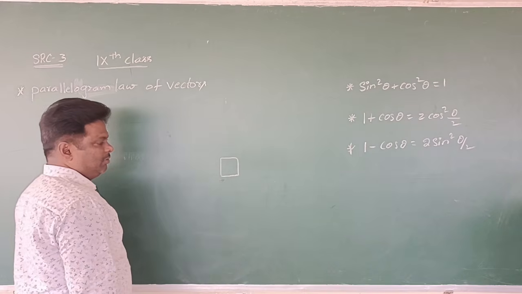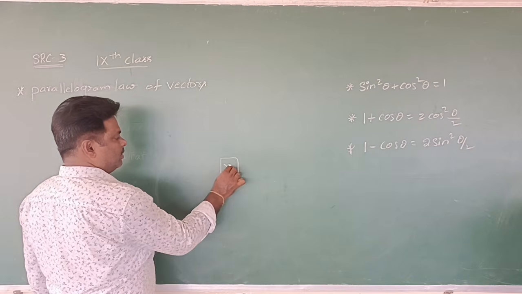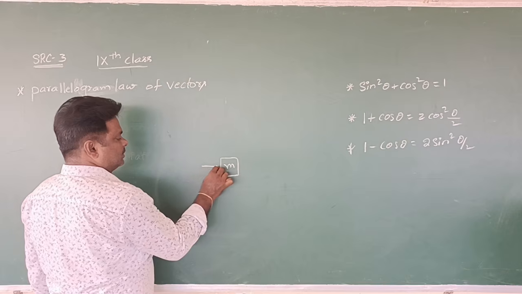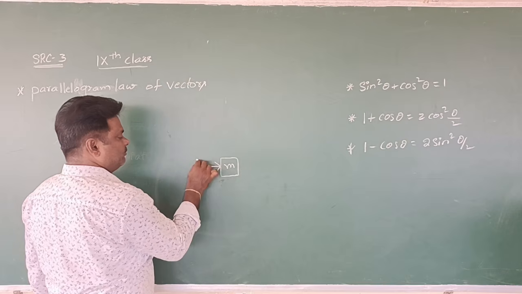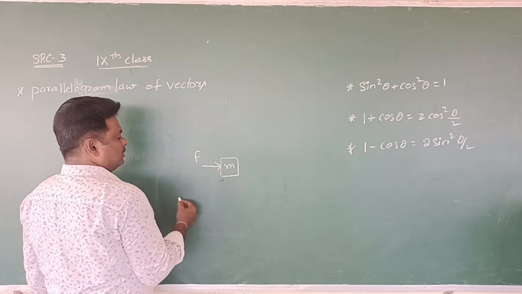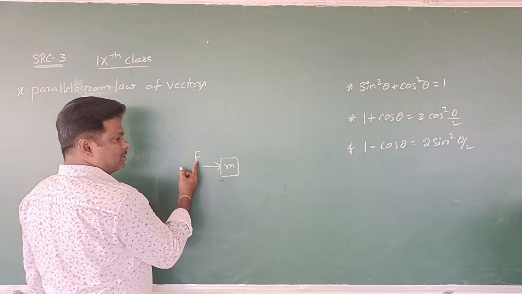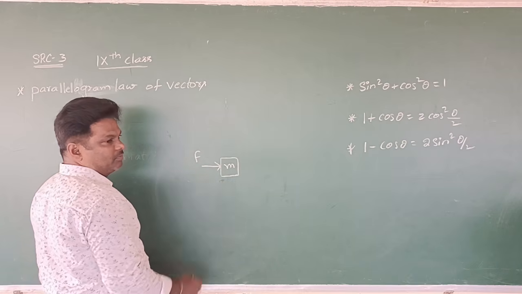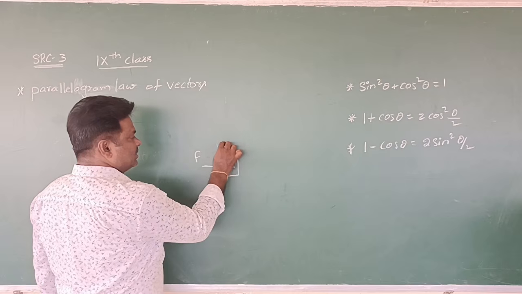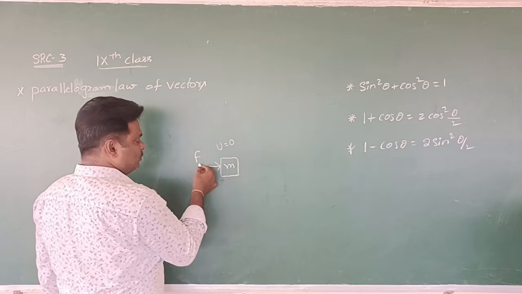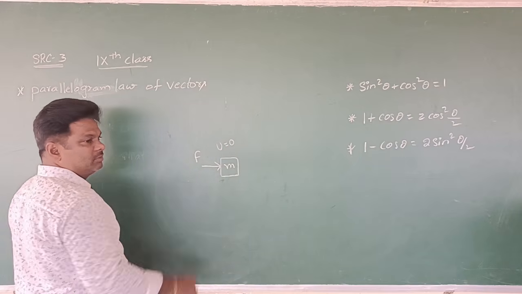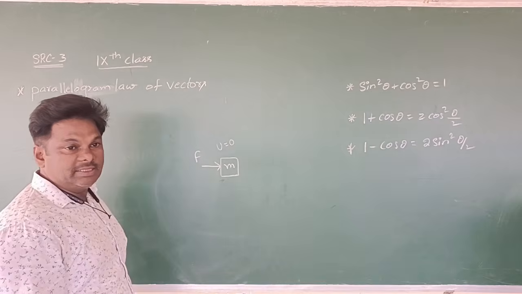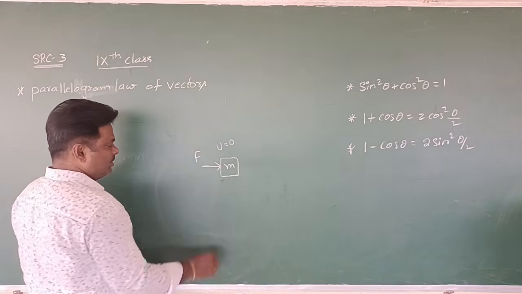Consider a block of mass M and apply a force on this. If this force is not sufficient to move this block, it won't move. Its velocity is equal to 0 because the force is not sufficient to change its state of rest.